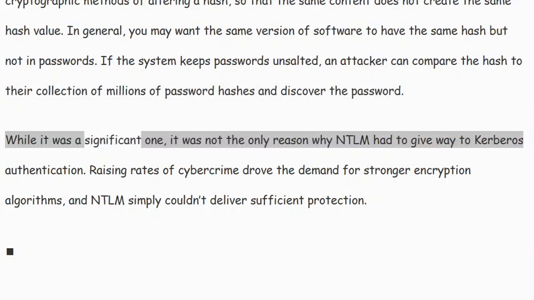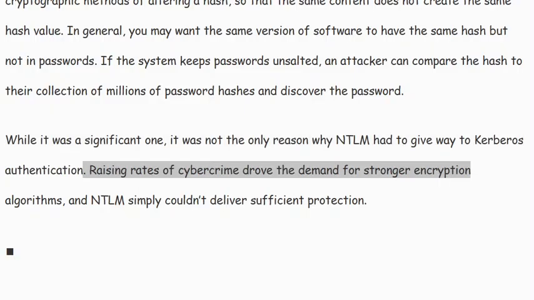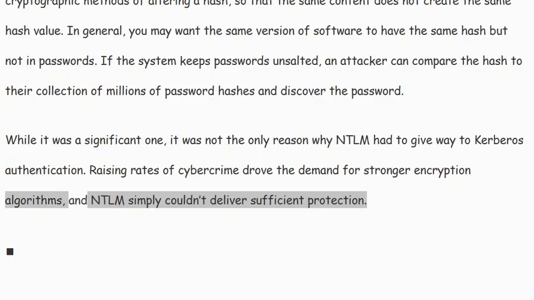While it was a significant one, it was not the only reason why NTLM had to give way to Kerberos authentication. Rising rates of cybercrime drove the demand for stronger encryption algorithms, and NTLM simply couldn't deliver sufficient protection.